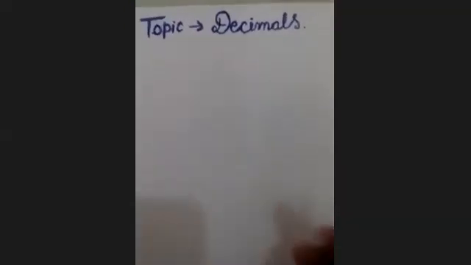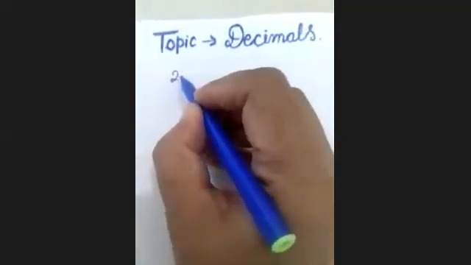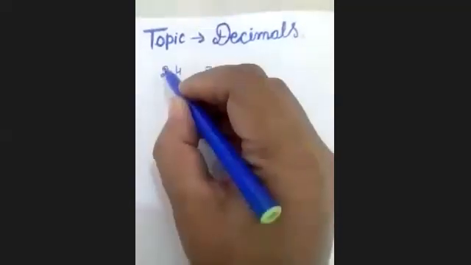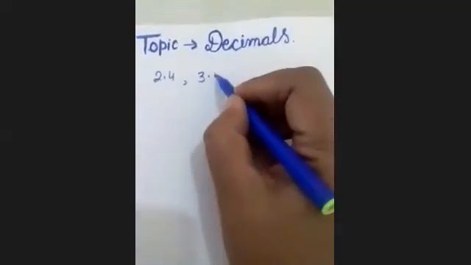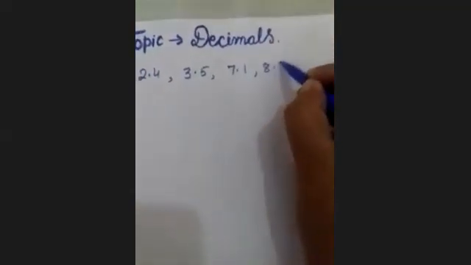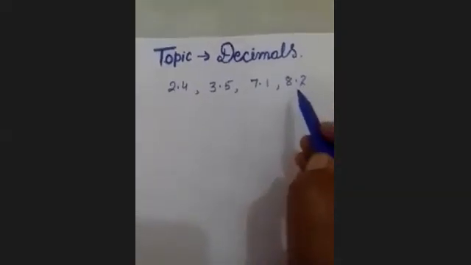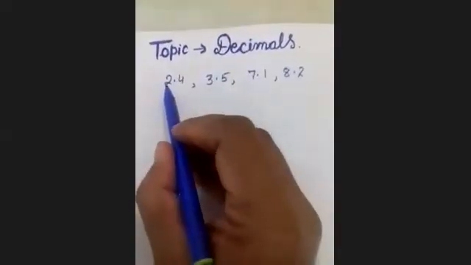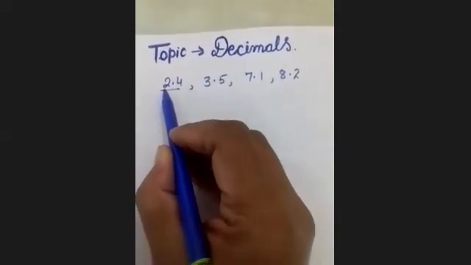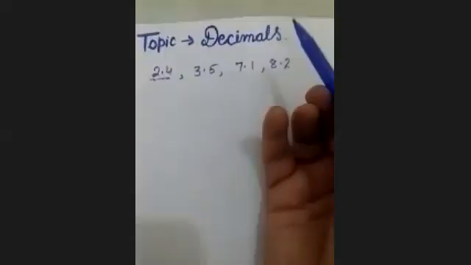For this, let us consider a few decimal numbers. 2.4, 3.5, 7.1, 8.2. These are all decimal numbers. Students, in 2.4, 2 is a whole number and 0.4 shows a part of the next number.